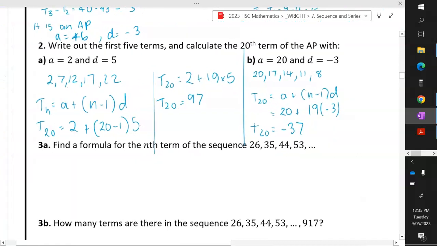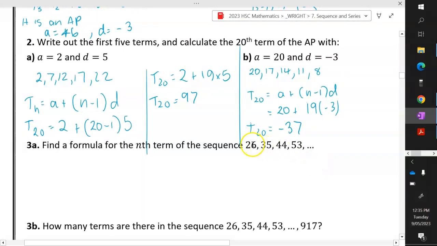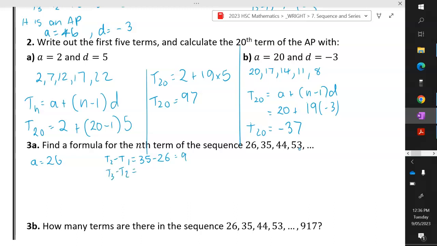Okay, so we want to find a formula for the nth term of this sequence. So we're decreasing in size. We've got our first term being 26, and at this point, we don't know if it's going to be an AP, so let's just test it. Term 2 minus term 1, 35 minus 26, and what you're going to end up with is 9. Let's test term 3 minus term 2, which is 44 minus 35, and that is also 9. So in this case, our common difference is 9, and it's an AP.